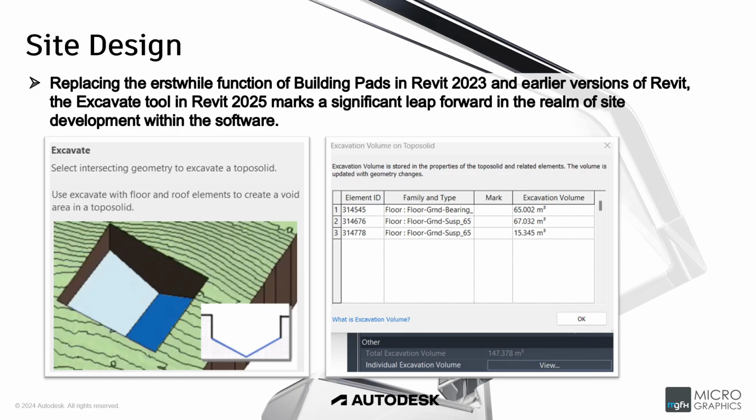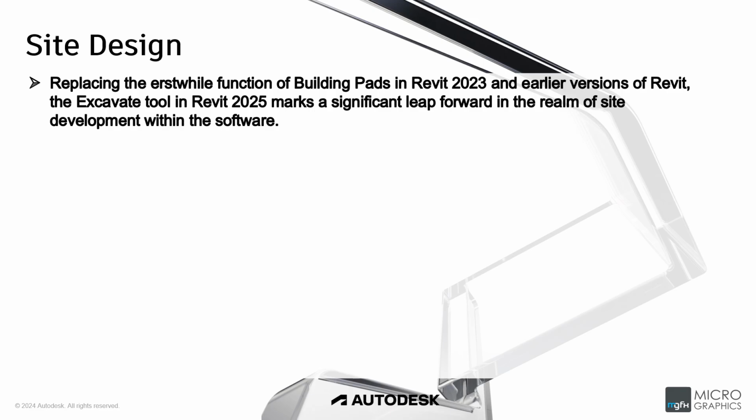The Excavate tool workflow is seamless and intuitive. With just a few clicks, users can select the topo solid they wish to excavate, choose the intersecting element for cutting, and initiate the excavation process. Conversely, removing excavation from a topo solid is equally straightforward, ensuring efficient modeling and editing capabilities.